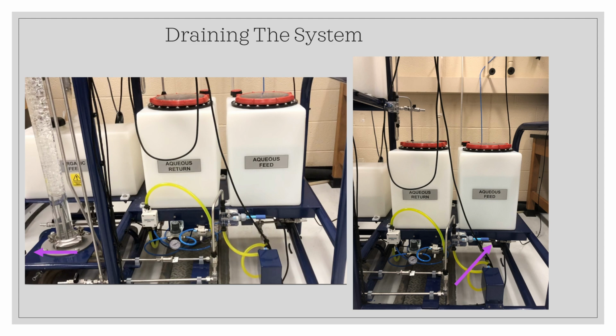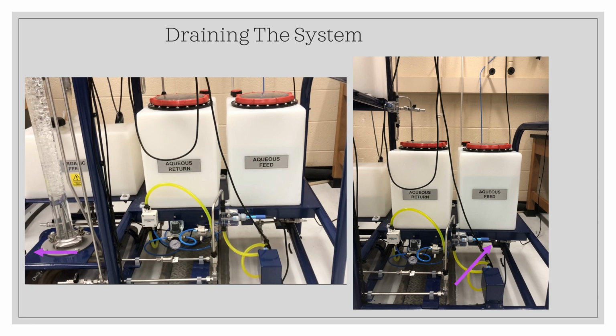Use a separatory funnel then to separate the aqueous phase, organic phase, and the inner phase from each other. Place the aqueous phase into the aqueous return tank to be titrated later, the inner phase into the organic waste tank, and the organic phase into the organic return tank in the pilot equipment.